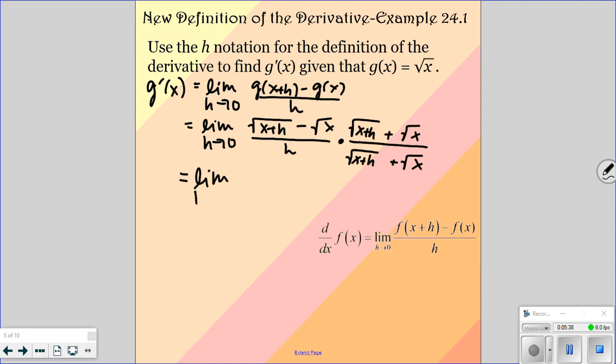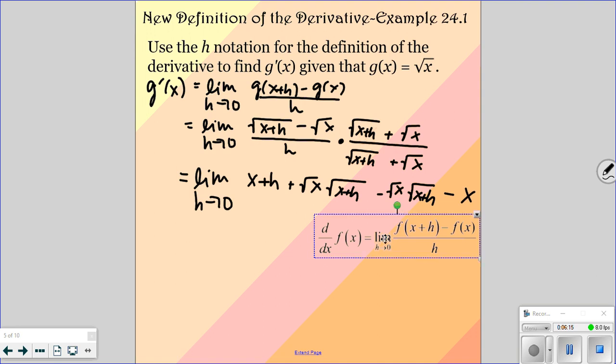limit as h approaches 0, and you're going to distribute. So the square root of x plus h times the square root of x plus h is just going to be x plus h. The square root of x plus h times the square root of x, I'm going to make plus, I'm just going to do square root of x, and then square root of x plus h. Okay, for the next one, we're going to have minus the square root of x times the square root of x plus h. And then we have negative square root of x times square root of x, which is negative x. Okay, so that's your numerator.